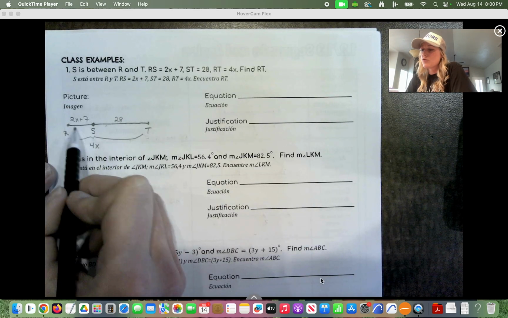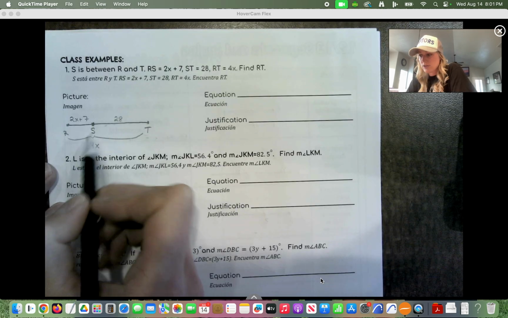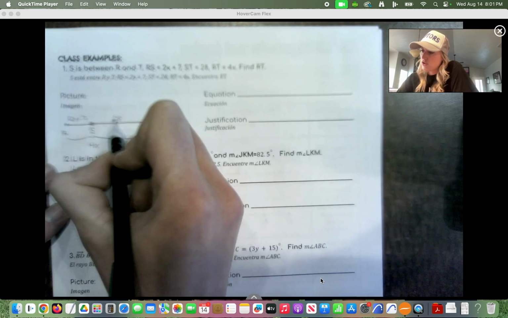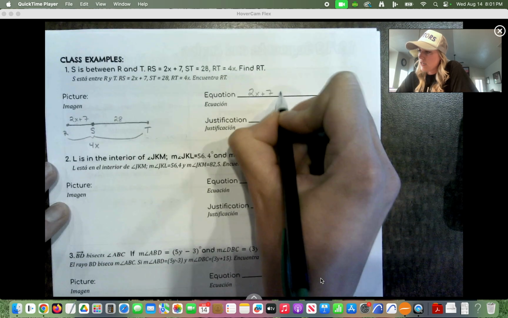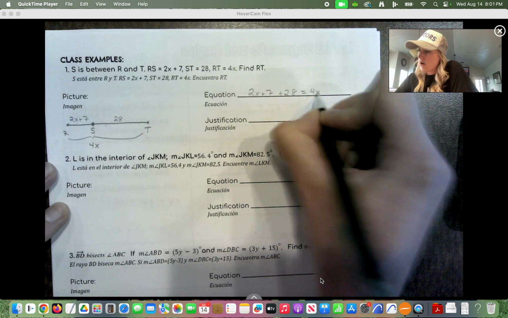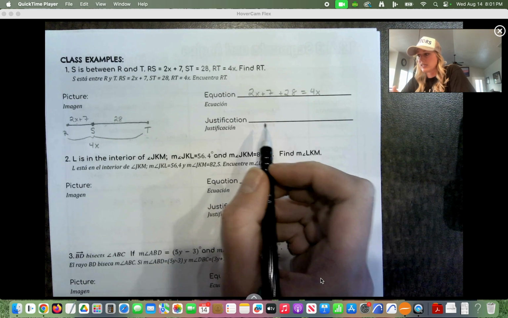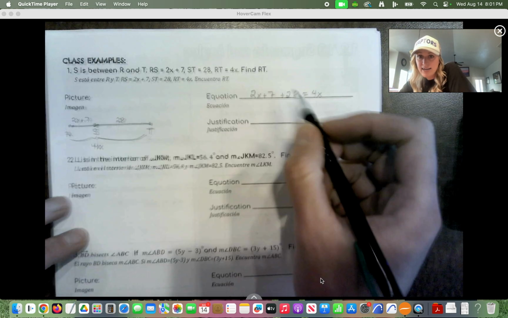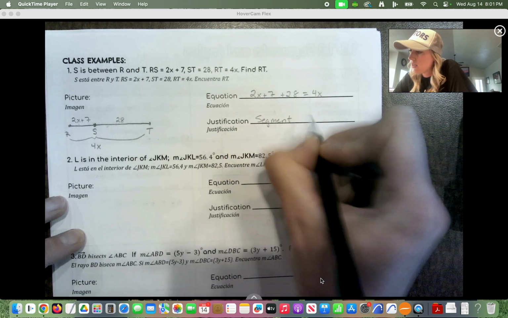This has smaller parts of a segment, and we know that by the segment addition postulate, the two small parts have to add up to the whole thing. So that's going to be my equation. I'm going to add these two pieces: 2x plus 7 is the first piece, plus 28 has to equal the whole thing, which I know is 4x. Now, I said it already, but the reason I can do that is what the segment addition postulate says: add the two small parts to equal the whole. So my justification for why I can set up this equation is the segment addition postulate.